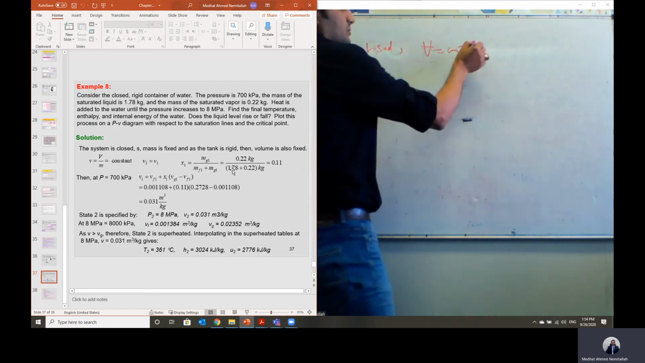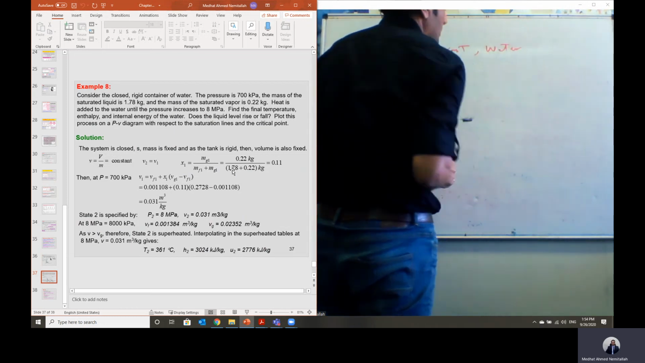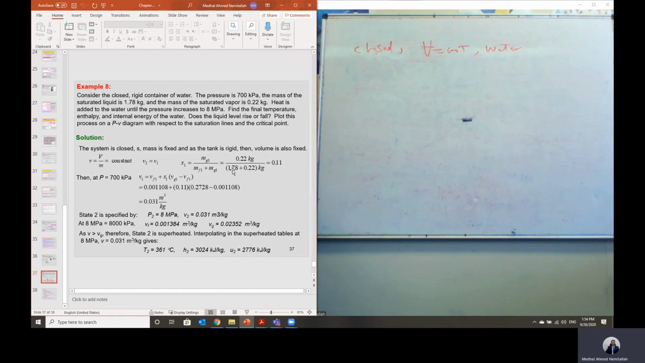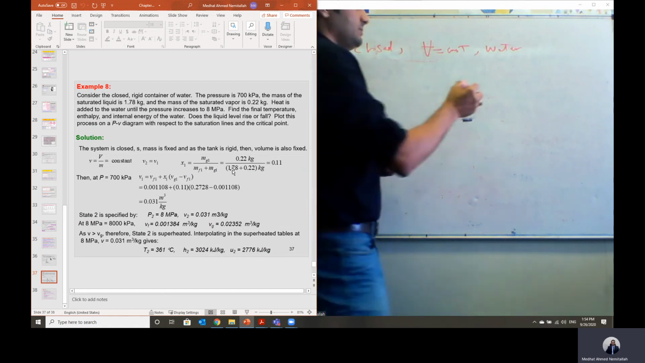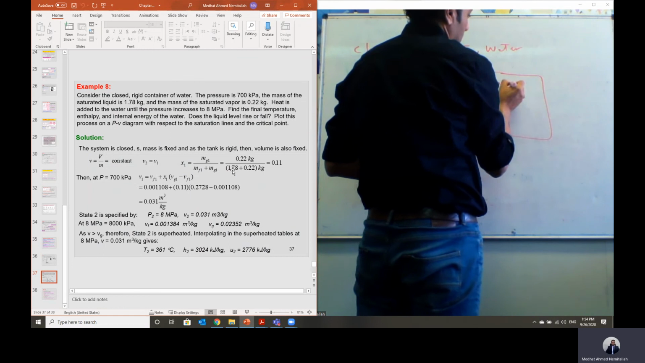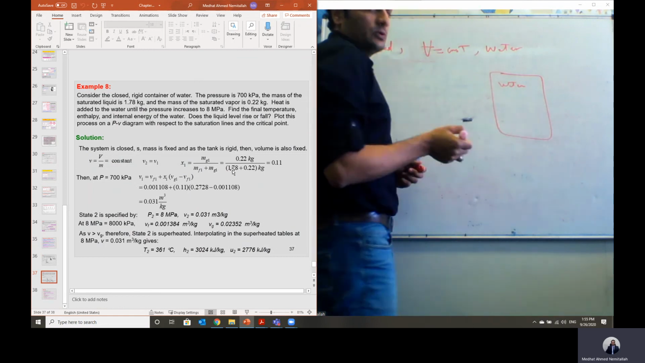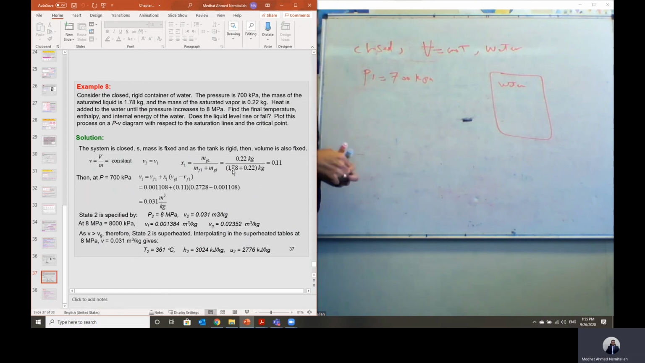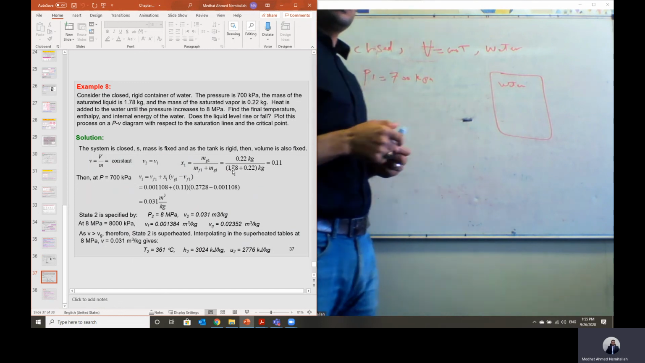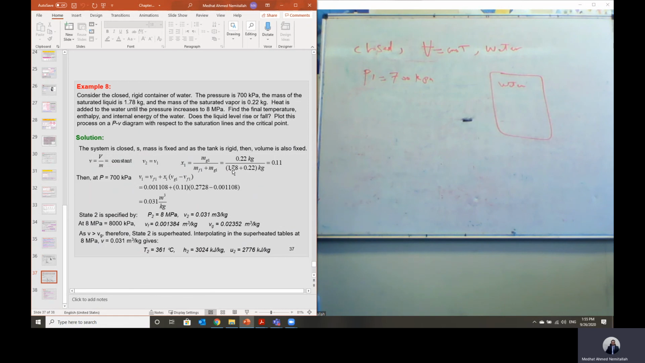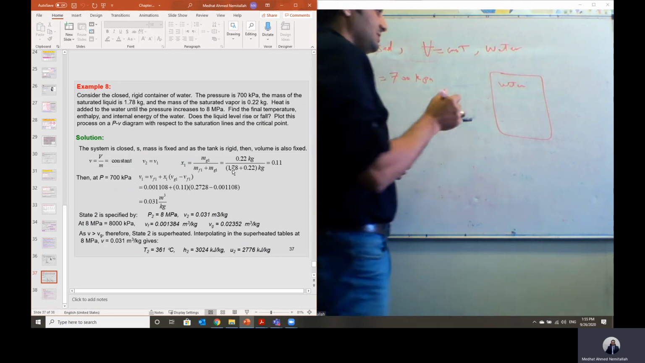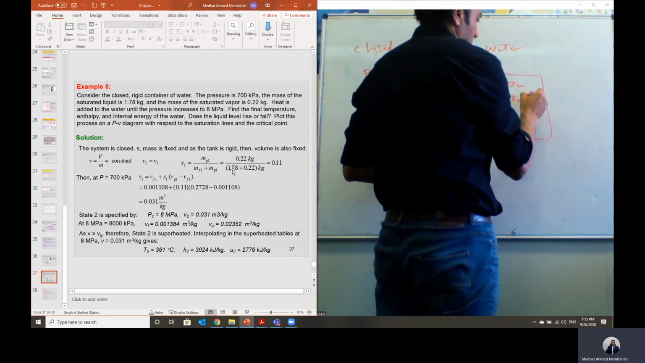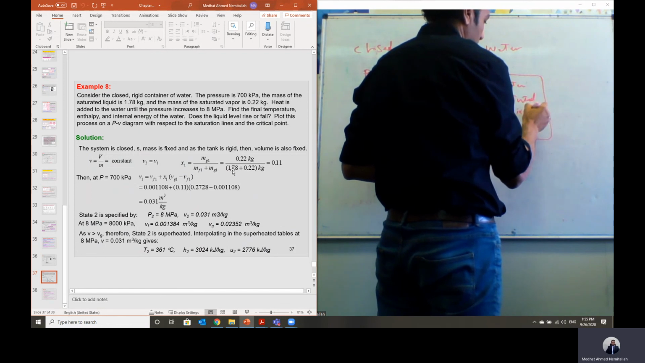He said this tank is containing water, so the working fluid is water in this case. So I will be using the steam table. This water is existing at pressure P1 equal to 700 kilopascal. He said the mass of the saturated liquid is equal to 1.78 and the mass of saturated vapor is 0.22 kilogram. So as we have saturated liquid and saturated vapor, this water is a saturated mixture.